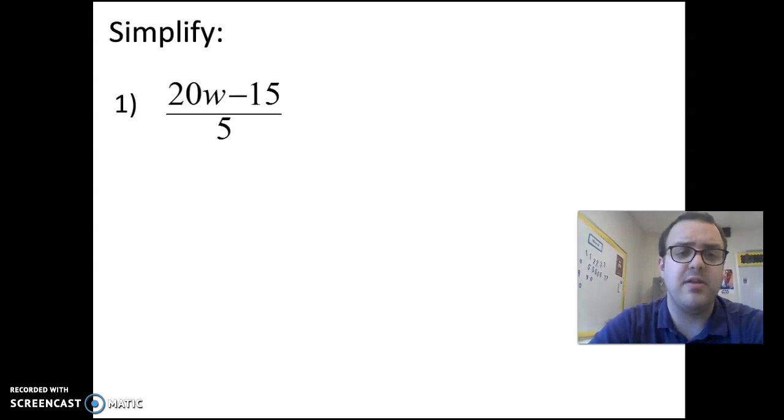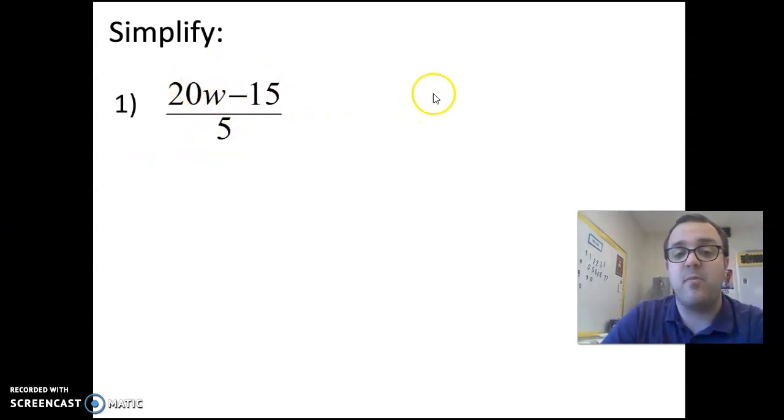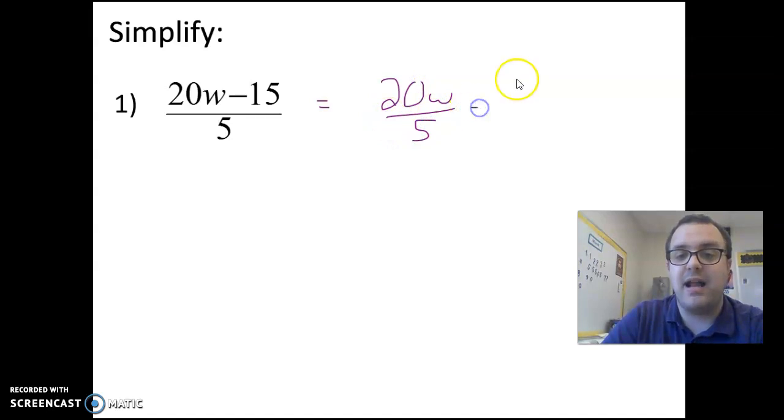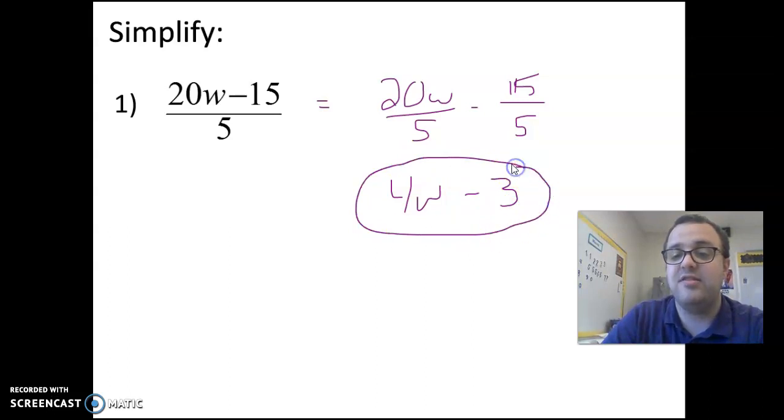So how about this? 20w minus 15 divided by 5. If I want to simplify this expression, I can rewrite it as 20w divided by 5 minus 15 divided by 5. And then I go ahead and simplify these. 20 divided by 5 is 4w, and that'll be positive. I have a positive divided by a positive. And then here, I put the minus sign out here, but even if you put it up here, a negative divided by a positive, we're going to get a minus 3 or a negative 3, and there it is, simplified.